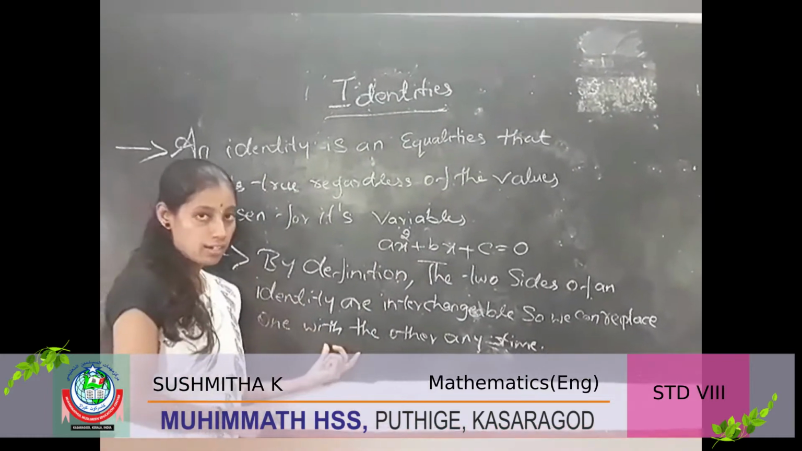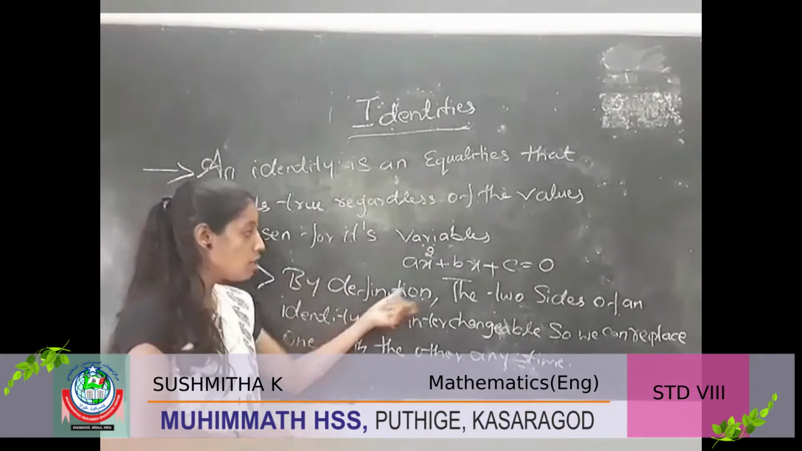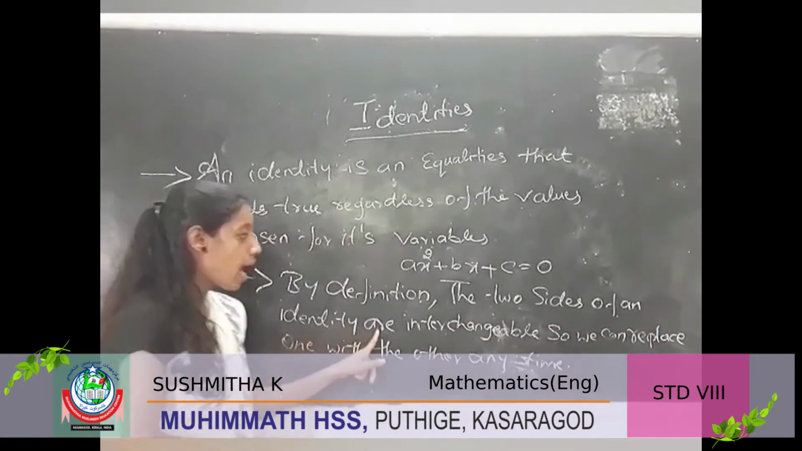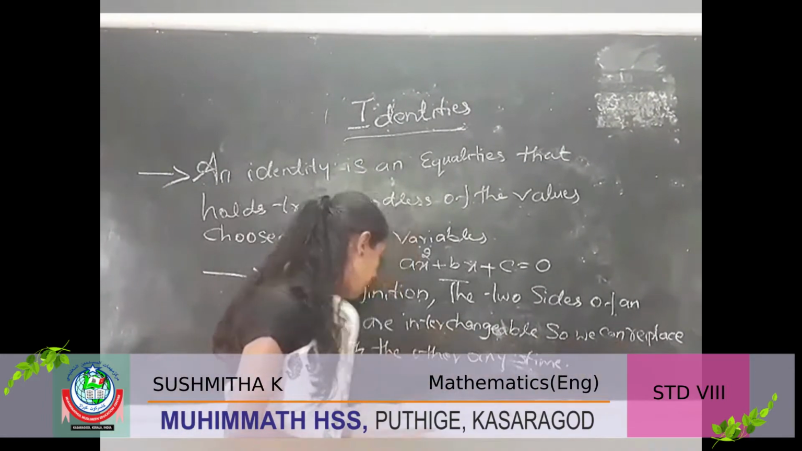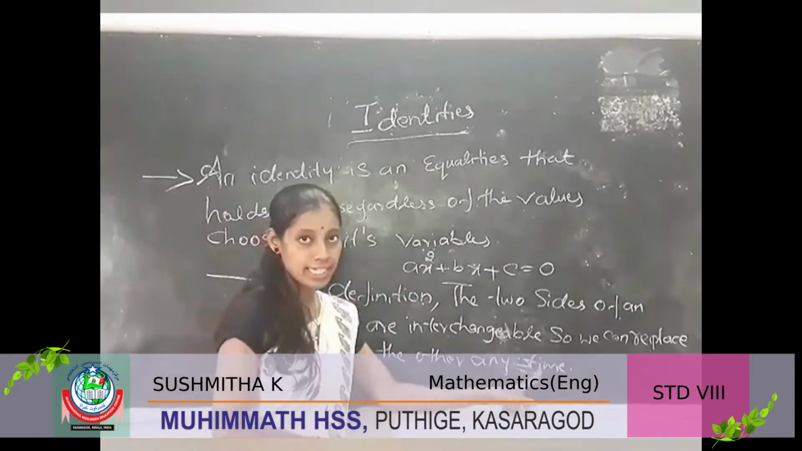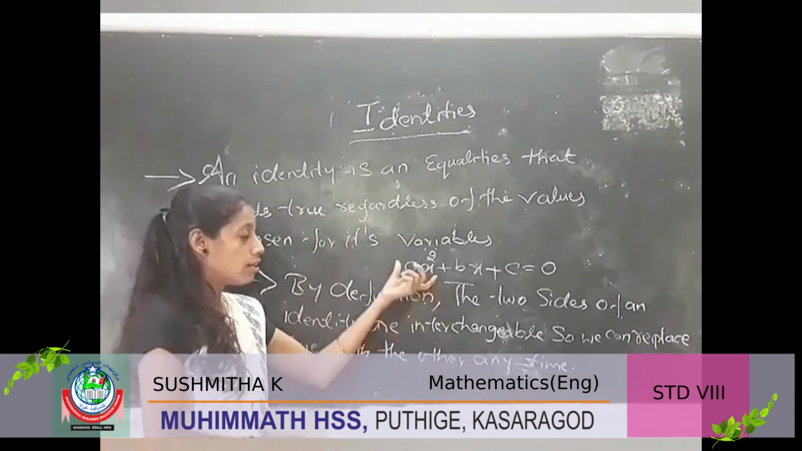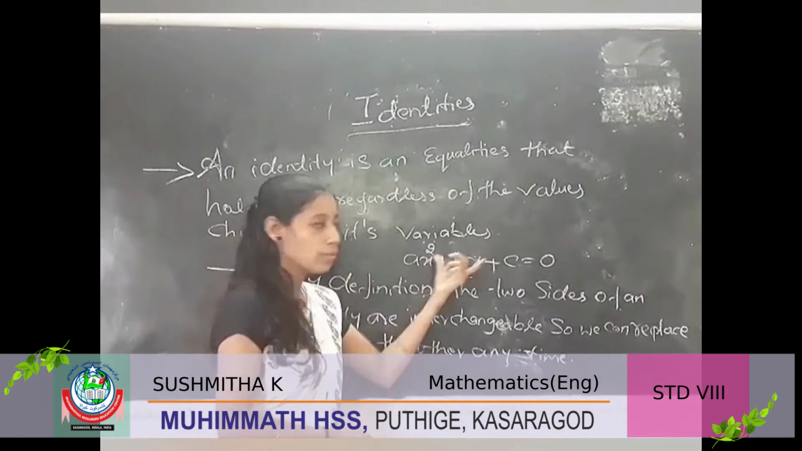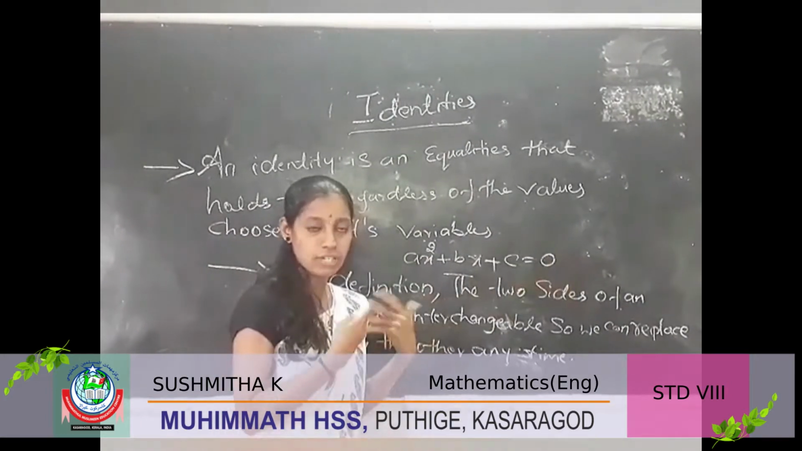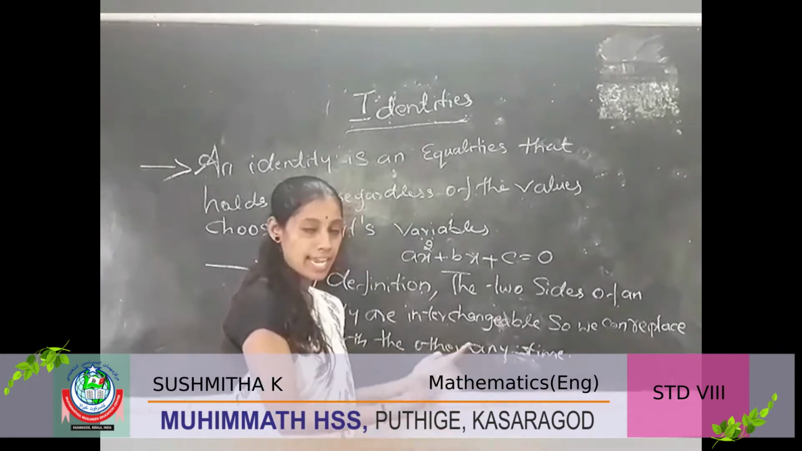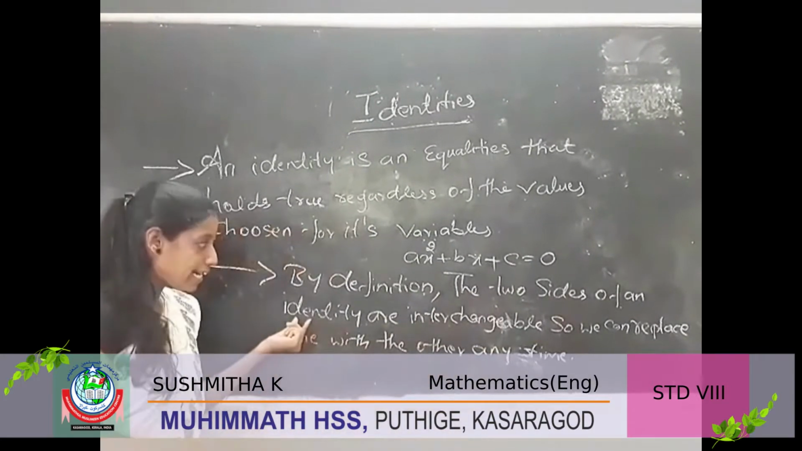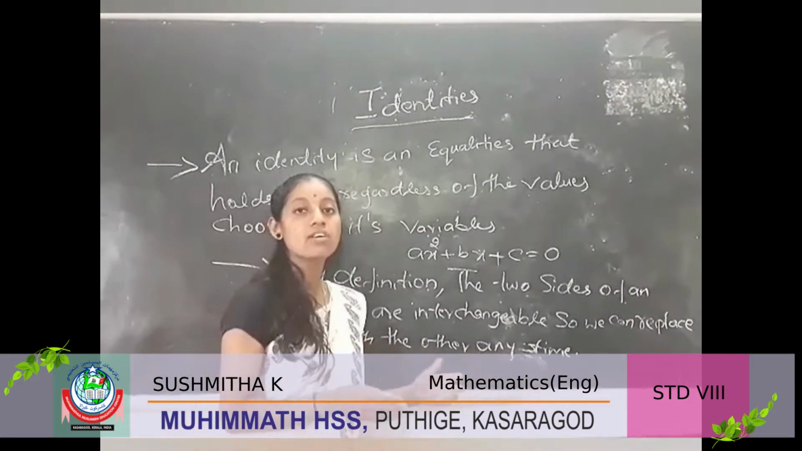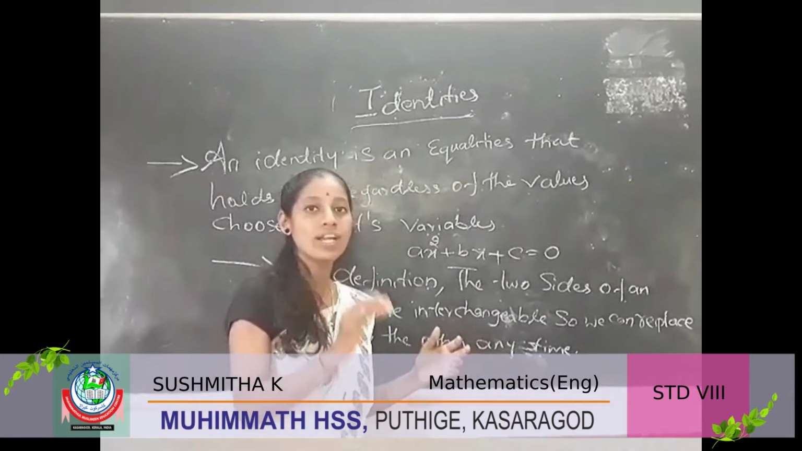Look at another definition. By this definition, the two sides of an identity are interchangeable, so we can replace one with the other anytime. That means if we write the equation on two sides, here also an equation and here also an equation. Two sides of an identity are interchangeable, so we can replace one with the other anytime. We can give any values to the variables.